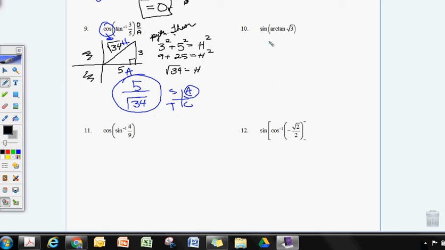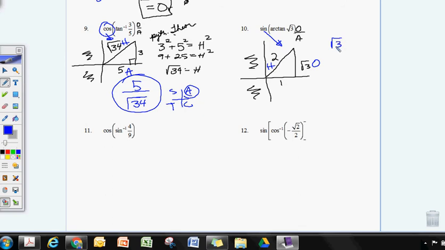Okay, for number 10, tangent. Tangent is found either in quadrants 1 or 4. It's positive, so it's in quadrant 1. Tangent is opposite over adjacent: root 3, 1, and 2. Now I need to take the sine of this triangle. So my sine value stands for opposite over hypotenuse, so root 3 over 2. I remember a super trig class. Everything is positive, so root 3 over 2 is my final answer.